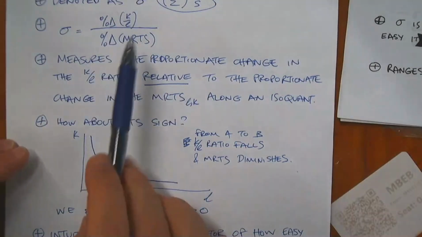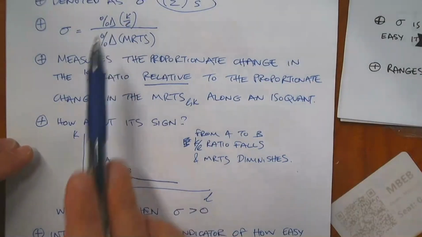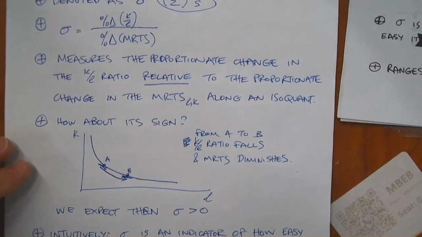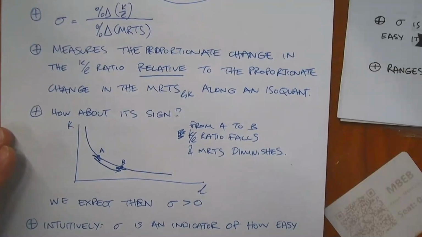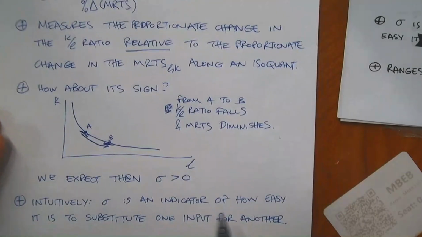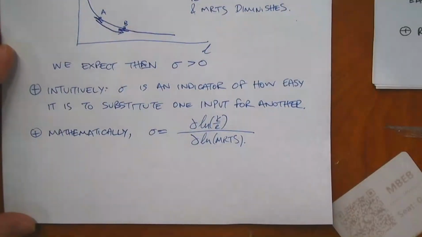So how can I write this as a percent change using derivatives? Derivative of the natural log of K over L. Eventually, we're going to get to this expression, right? So you can express this as del ln of K over L, del ln of MRTS. You've probably worked on something similar in the past, but let me do it really quickly here.